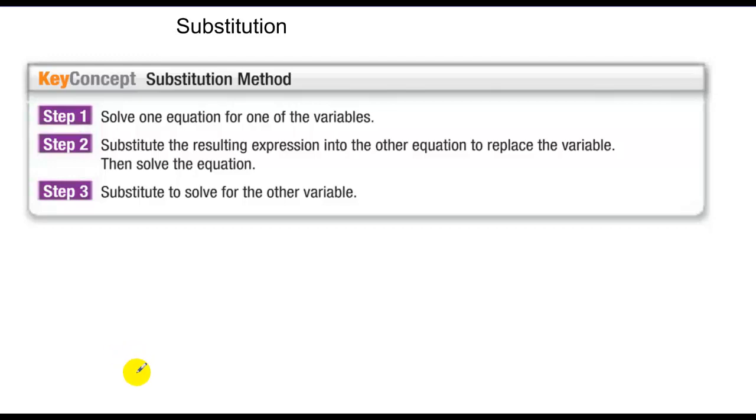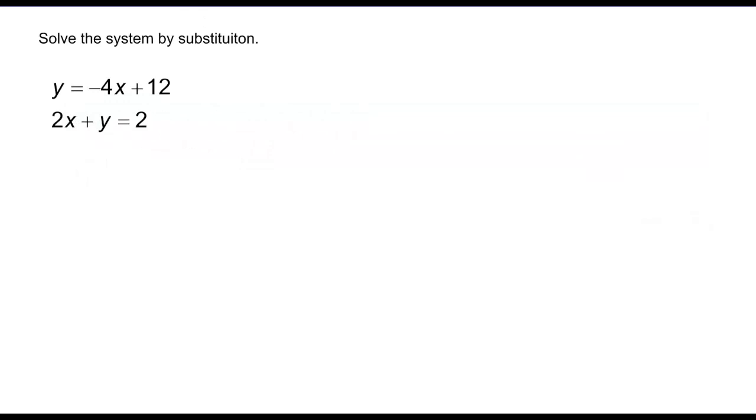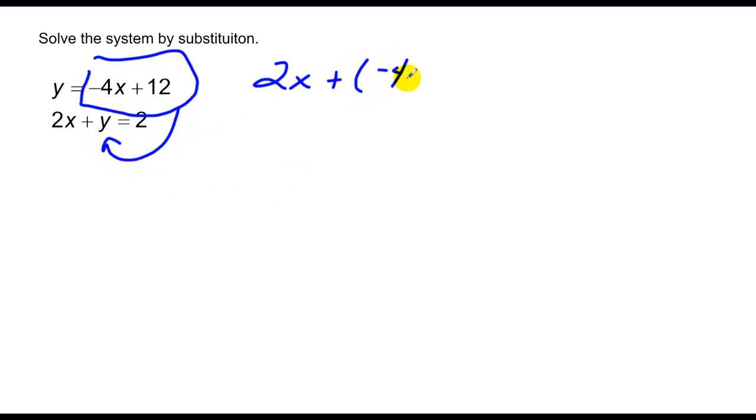When we talk about substitution, we talk about solving one equation for one variable, and then substituting for that variable into another equation in order to solve the system. So let's do that. This is already set up nicely for substitution because we know that y equals negative 4x plus 12. So if I go to this bottom equation and say I have 2x, and instead of y, I plug in negative 4x plus 12, once again that's representing y, and set that equal to 2. Now I have one equation with one unknown. I can go ahead and solve that.